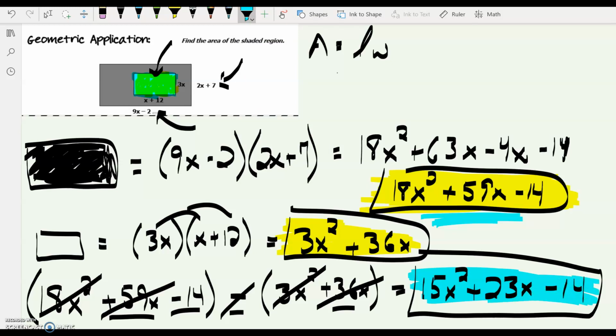The biggest key takeaway with the geometric application to find the area of the shaded region was to find the area of the smaller inside rectangle and subtract that from the whole rectangle.